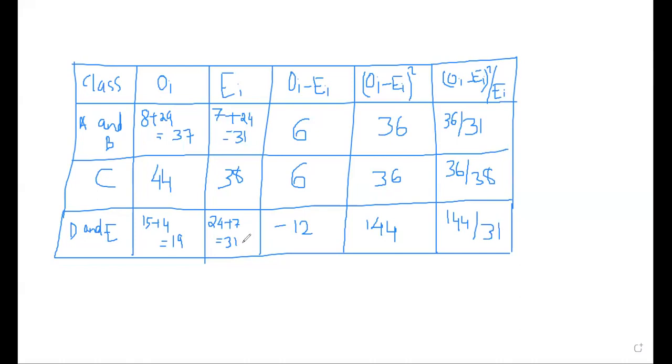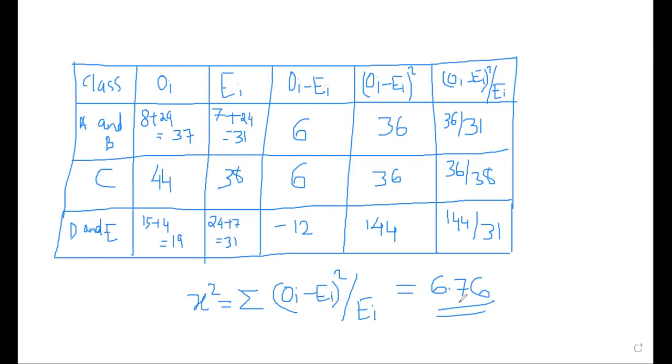Here the expected frequency is 31. So you have to find the summation. What is the value of chi-square? Chi-square is equal to sigma of OI minus EI the whole square divided by EI. So that is equal to 6.76. You will get this value. In this way, you can calculate the chi-square value.